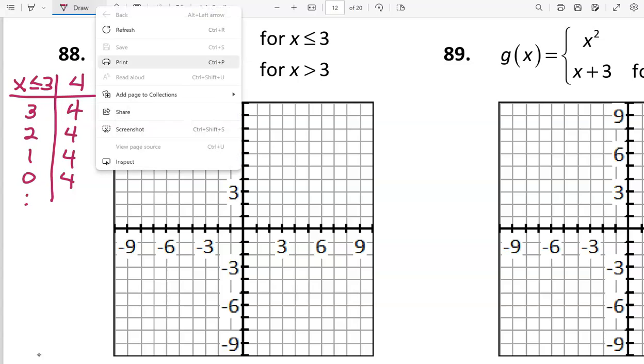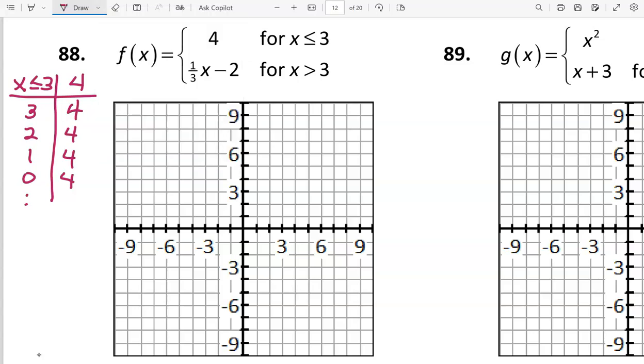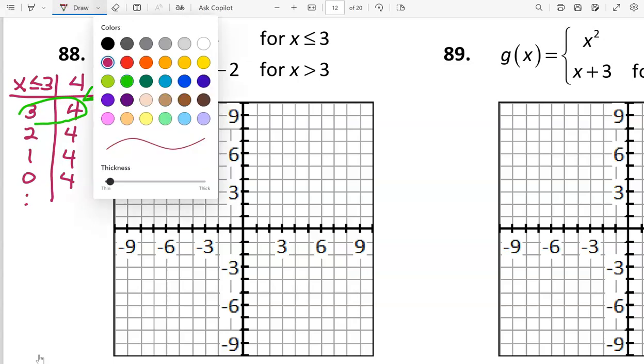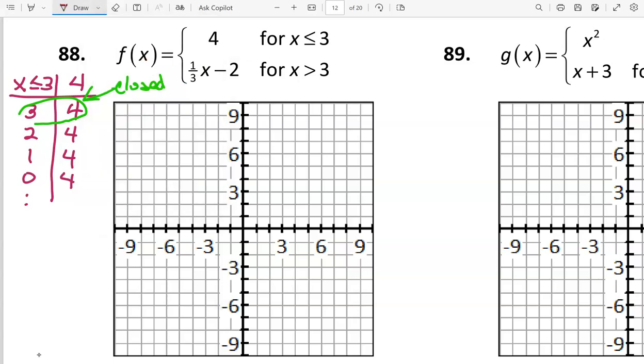Since there is an or equal to here, when I graph that very first point at x equals 3, that's going to be an endpoint, but it's going to be a closed circle when we graph. So (3, 4) is the first point, and then (2, 4) to the left of it, (1, 4), (0, 4). That's just a horizontal line, so I'm going to graph a horizontal line that goes to the left of that initial point and continues infinitely.